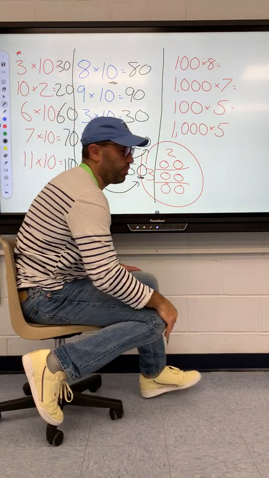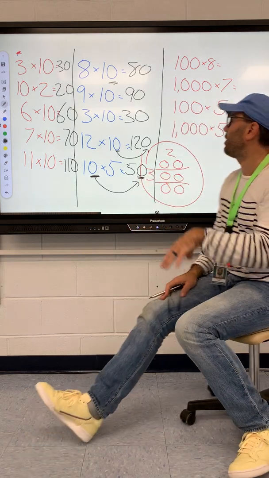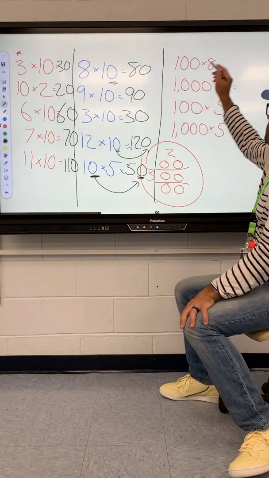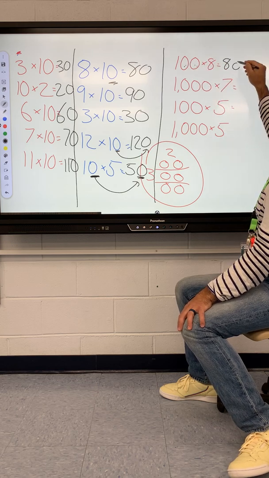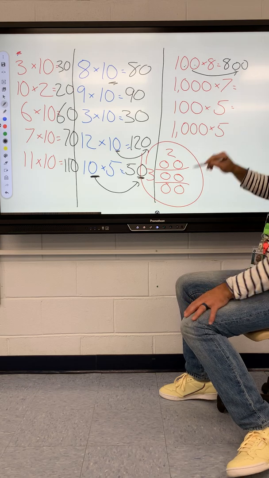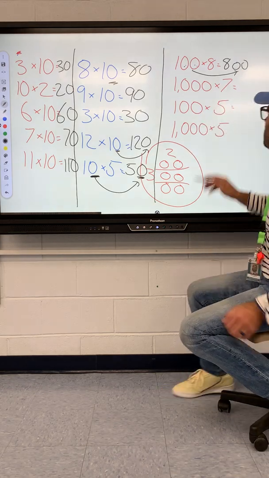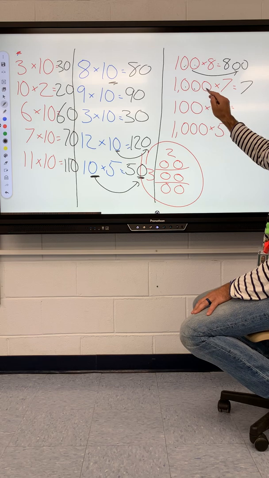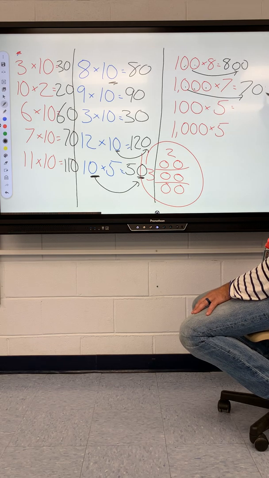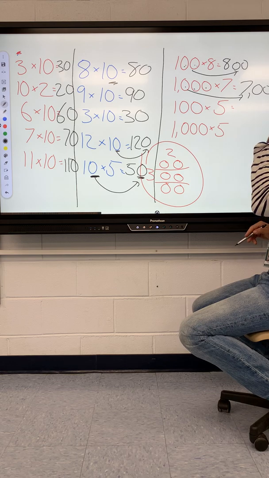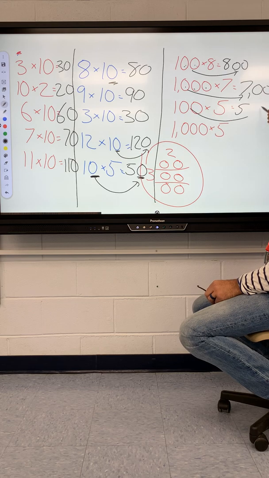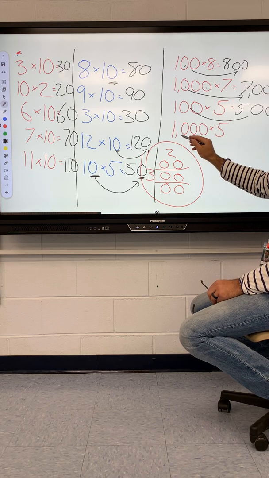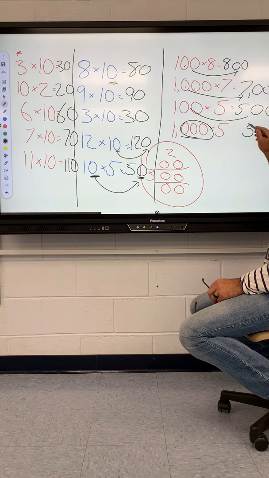Now, you could even do this with bigger numbers too, if they end with 0, 0. So if I was doing 100 times 8, I just do the 8 and I say, okay, how many zeros do I have? 2. So I just give them over here, 800. Or 1,000 times 7, well, you just do the 7 and just give the zeros over here, 1, 2, 3. Or 100 times 5, you just take the 5 and give the 2 zeros right over here. Or 1,000, so you have 3 zeros, I just do the 5, and I give the 3 zeros over here.